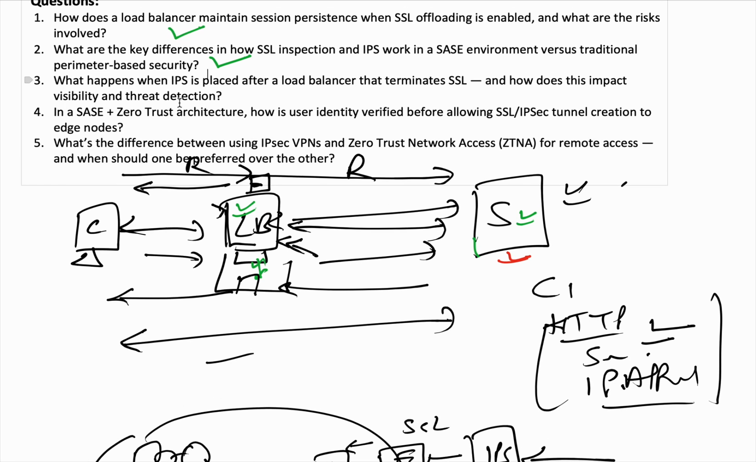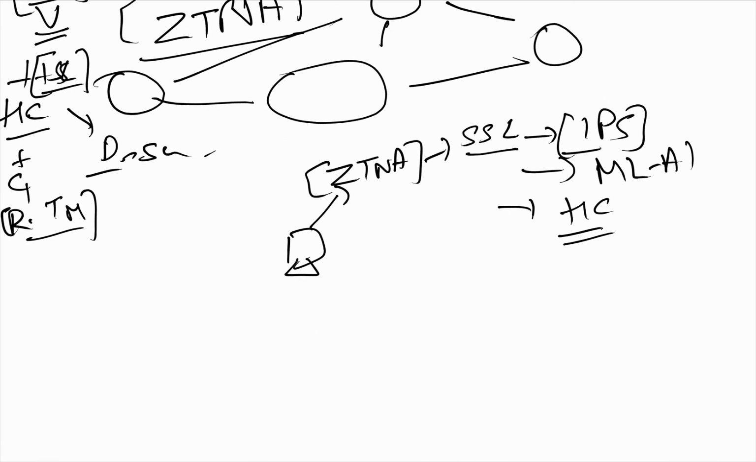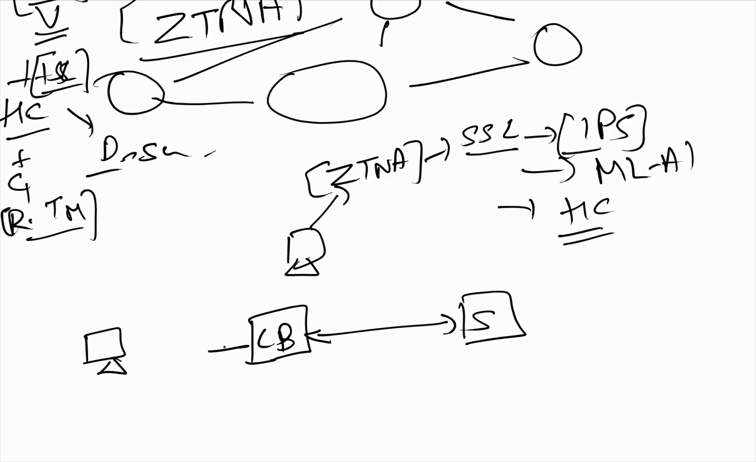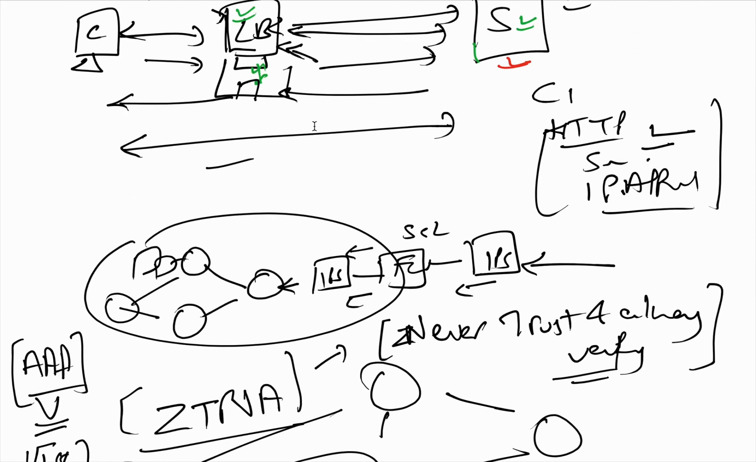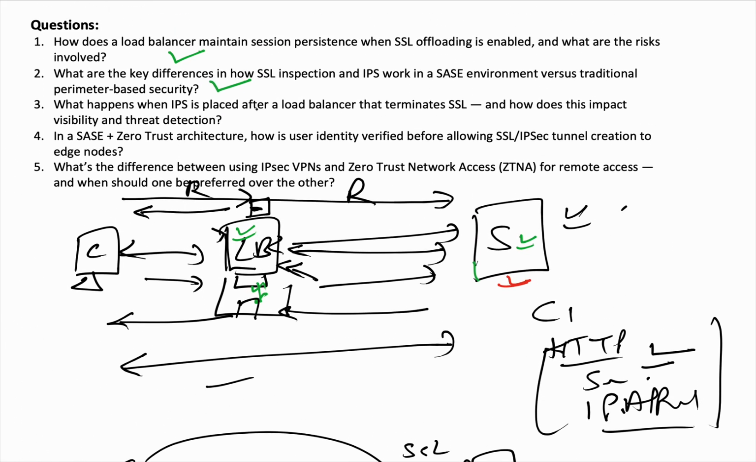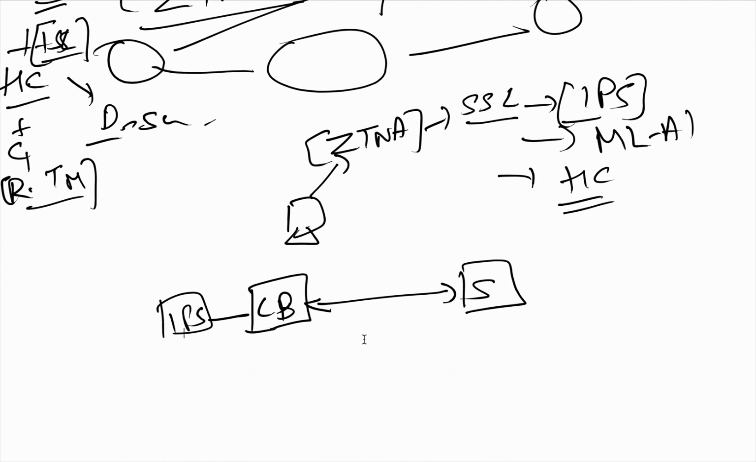What happens when IPS is placed after a load balancer that terminates SSL? How does it impact visibility and threat detection? Now you need to understand the simple question. So you have a load balancer which is terminating an SSL connection. This is a server, this is a load balancer. You're terminating an SSL connection here, right? And you have an IPS here, for example. Let's remove the client. Now what this is trying to say is how does it impact visibility and threat detection? Because the session has terminated there, correct?